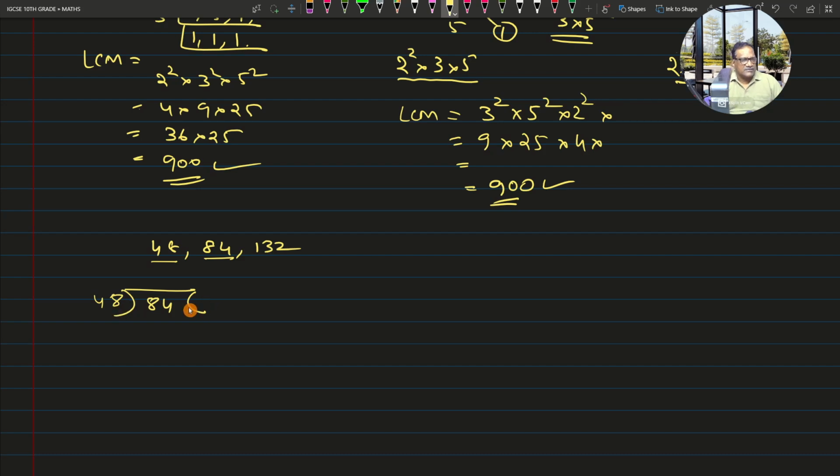So 48 into how much is 84? Just try to find out that. So 48 into 2 will be how much? It will be 96, right? So 48 into 2 itself is going more than 84. So I'll take just 1 and I'll write here 48 into 1 is 48. Then I'll subtract. Now 14 minus 8 is 6, and 7 minus 4 is 3. I'm getting remainder as 36.